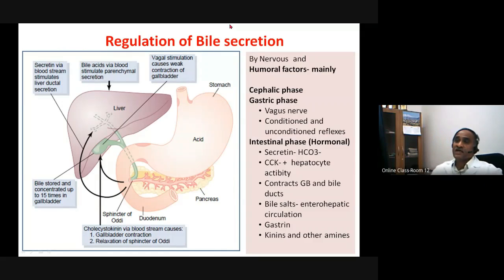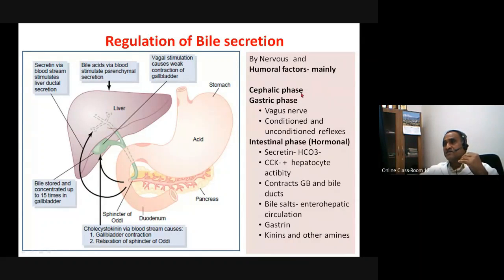Now, how is the bile secretion regulated? I have mentioned it is being regulated by nervous and humoral factors. The nervous stimulation is coming from the vagus. It is the small component, only 10%. More than 90% of the component is by the humoral factors. And these nervous and humoral factors, as we have seen with the pancreatic secretion, follow the cephalic phase, gastric phase, and intestinal phase, in this format.